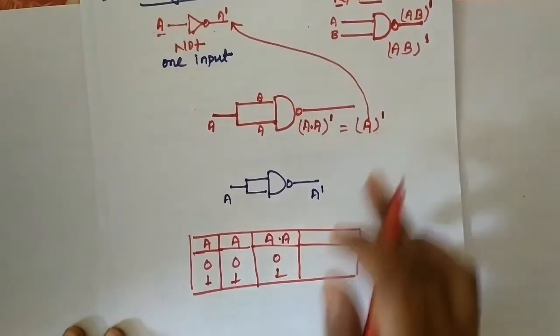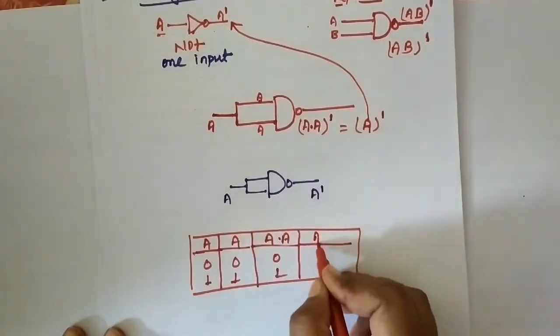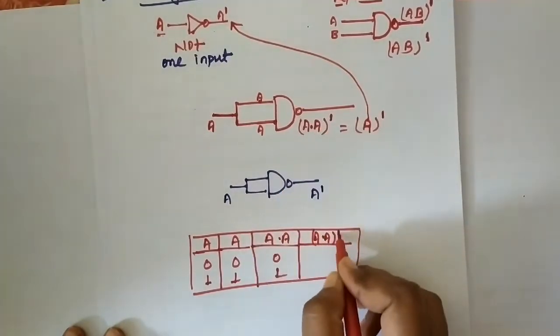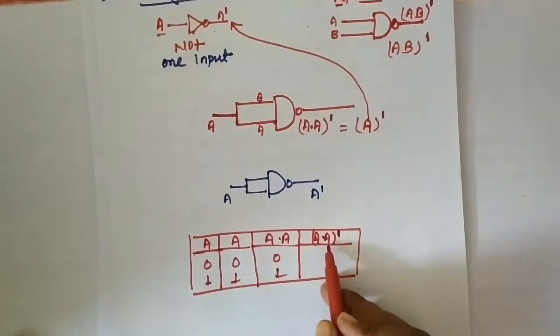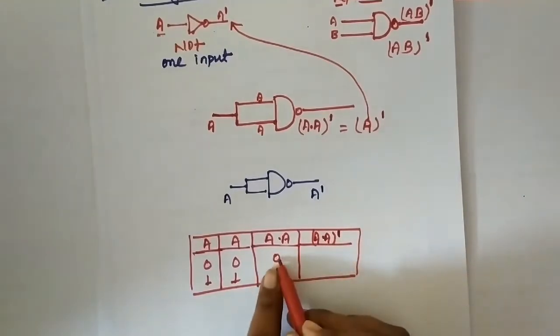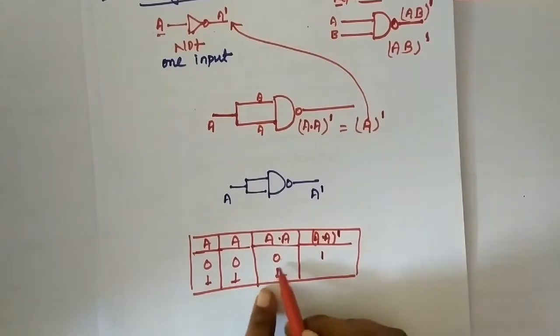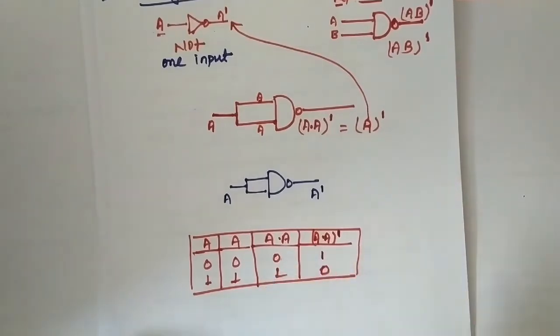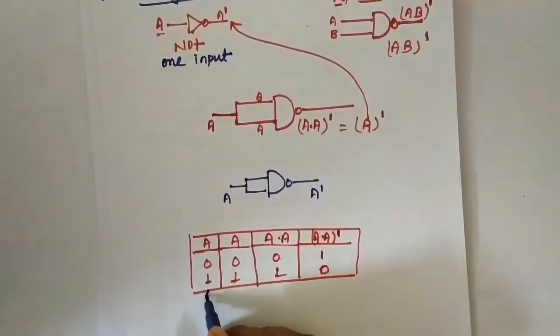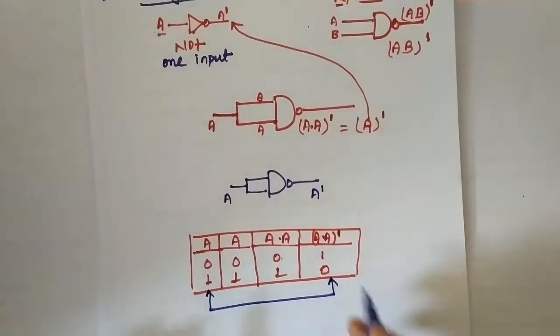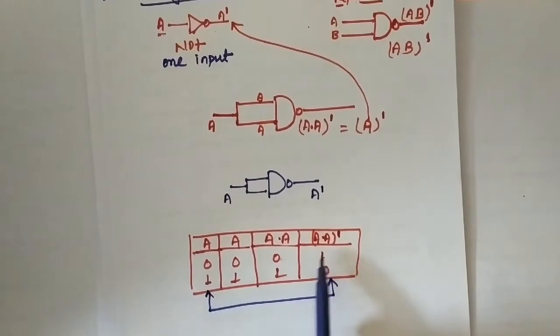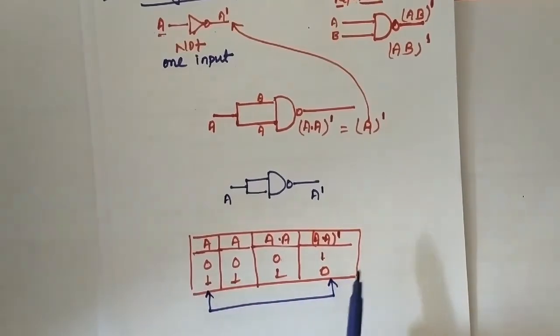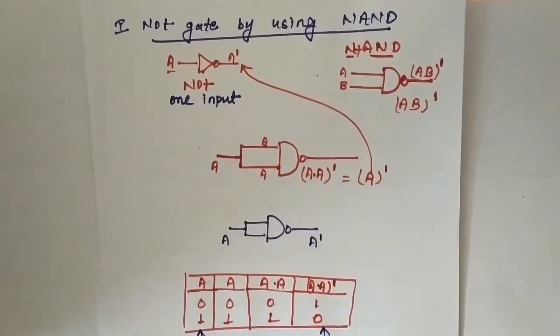After that, (A into A) whole dash, (A into A) whole dash. So the (A into A) whole dash: the dash of 0 is 1 and the dash of 1 is 0. So if you can see this input and output boxes, you can check that 0 is converted to 1 and 1 is converted to 0. So this is the conversion of a NAND gate into a NOT gate.